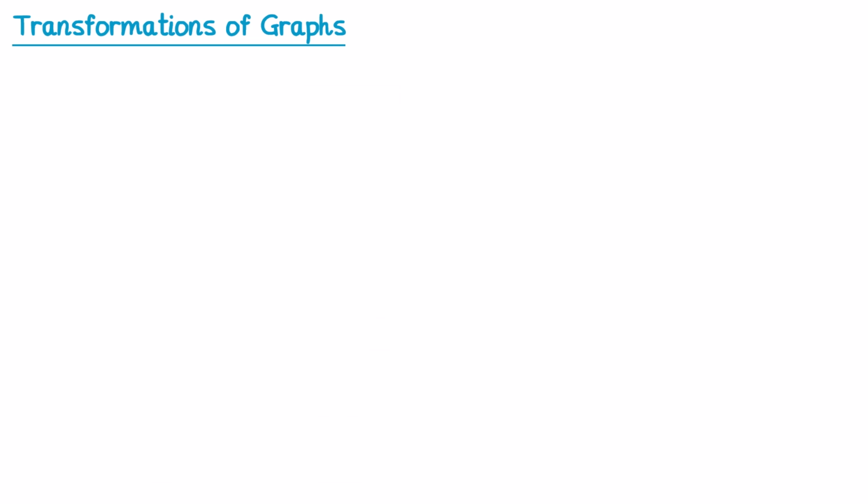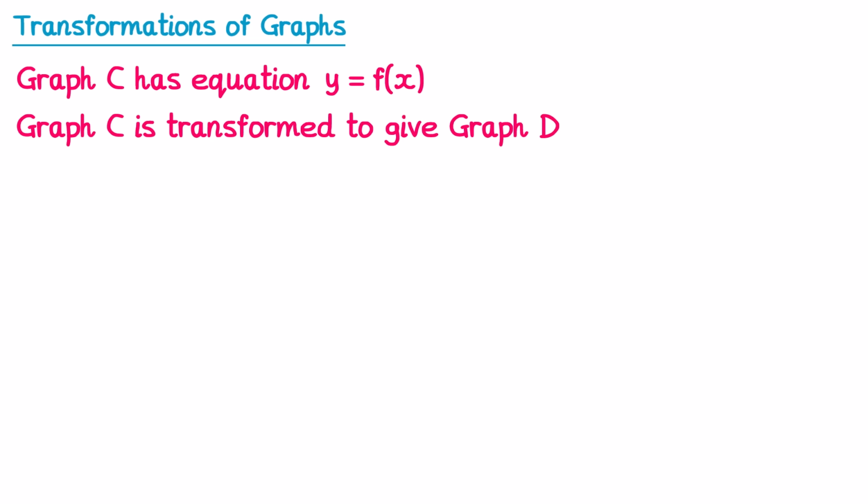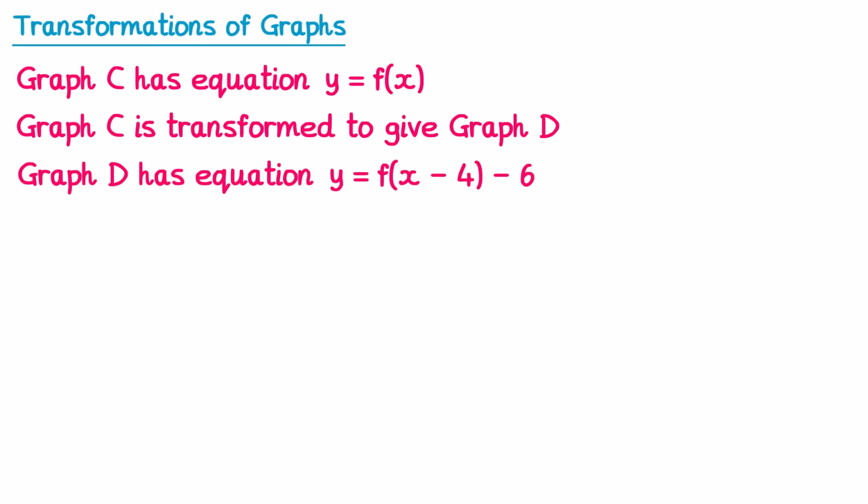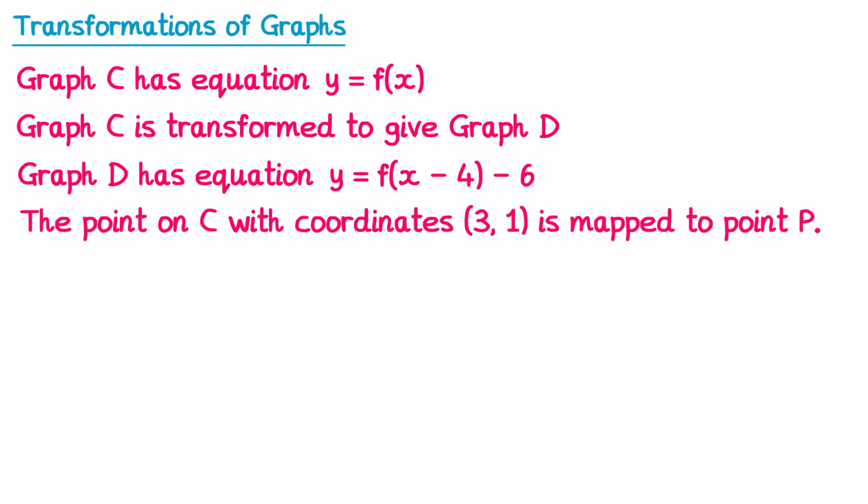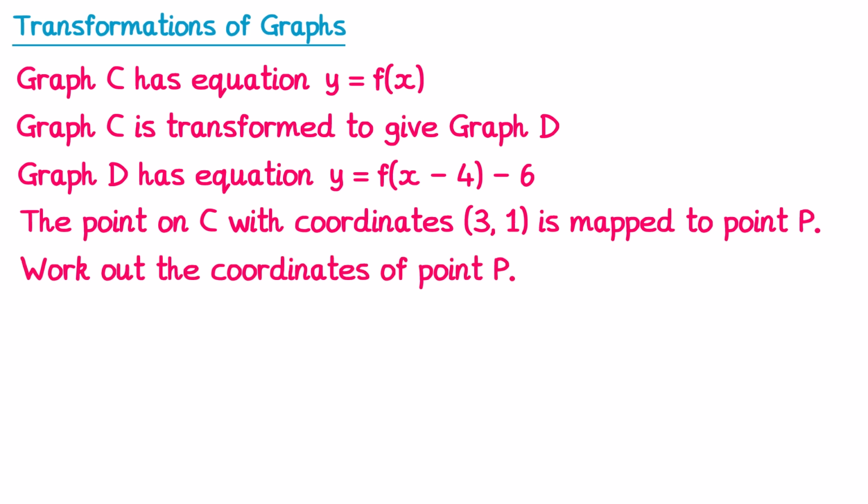Sometimes exam questions don't have a diagram of the graph at all. For example, graph C has equation y equals f of x. Graph C is transformed to give graph D. Graph D has the equation y equals f of x minus 4, minus 6. The point on graph C with coordinates 3, 1 is mapped to the point P. And we need to work out the coordinates of the point P.